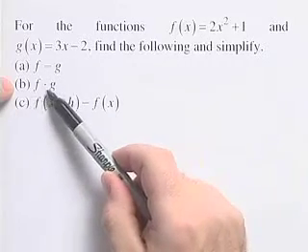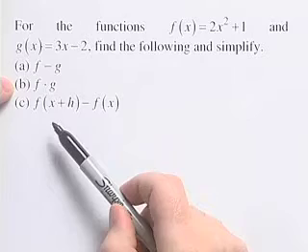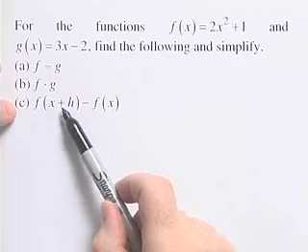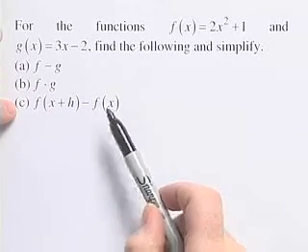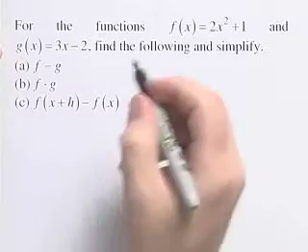Part B, we want to find the product of the two functions, f times g. And in part C, we want to find f of x plus h minus f of x. So we'll start with part A.